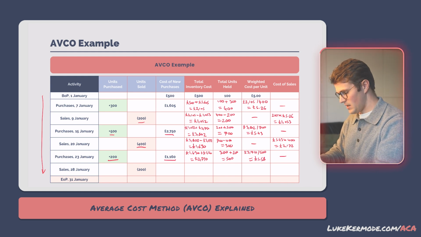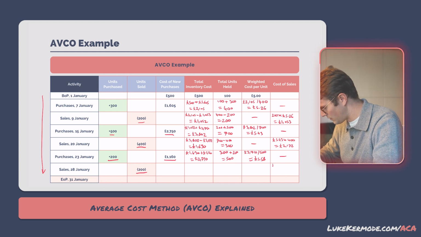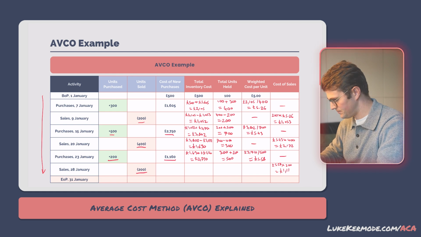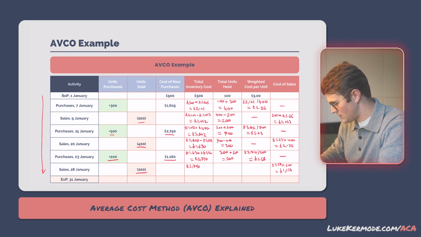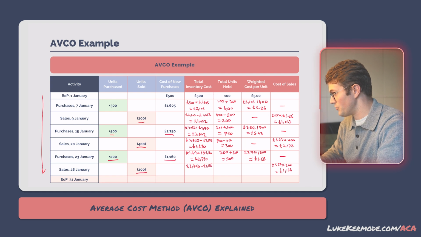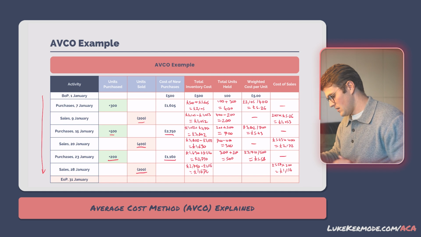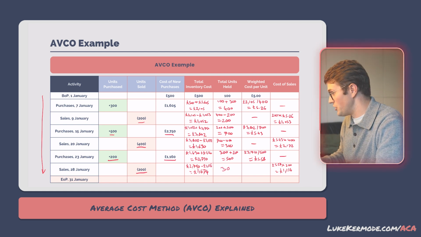£5.58 per unit. And then finally, on the 28th of January, 200 units are sold. So the cost of those sales is equal to £5.58 multiplied by 200 units equals £1,116. So the total inventory cost as at that date is £2,790 less £1,116 equals £1,674. And we have 300 units left.